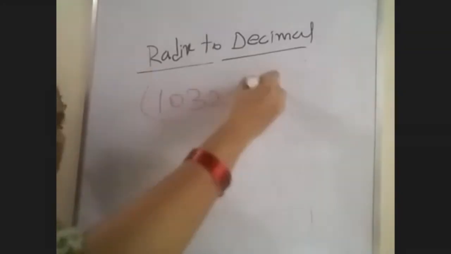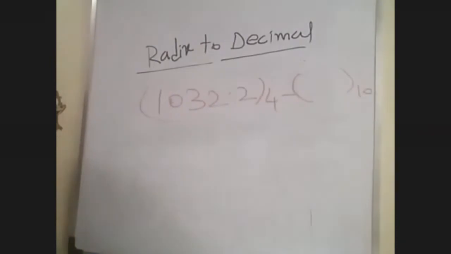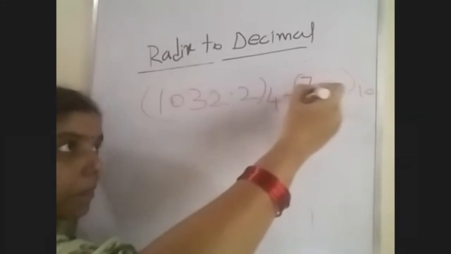1032.2 base 4 to base 10. Convert it. 1032.2 base 4 to base 10. The answer is 78.5.